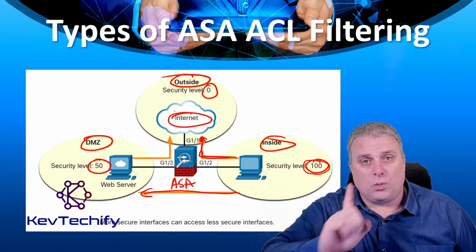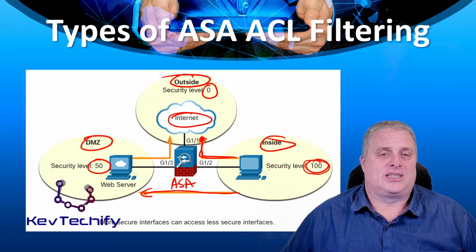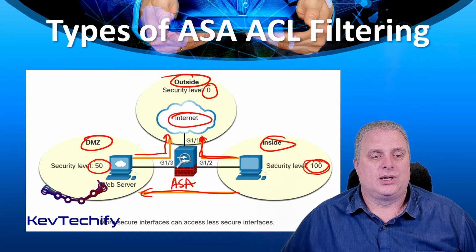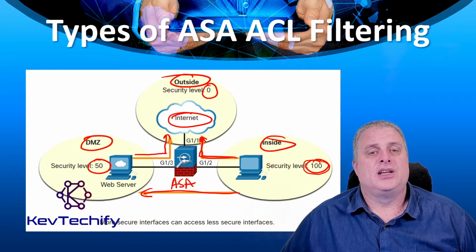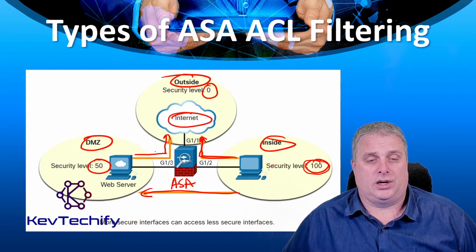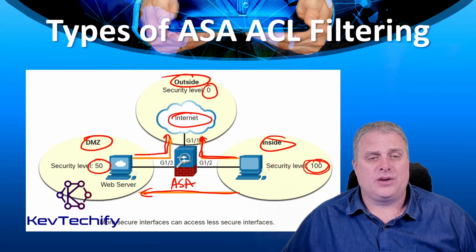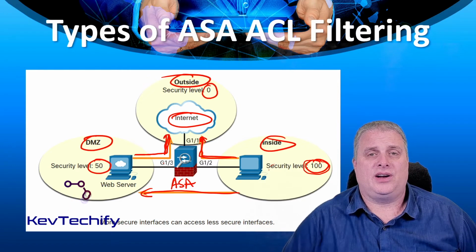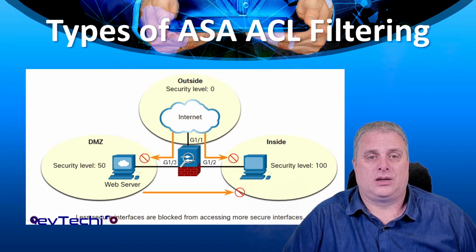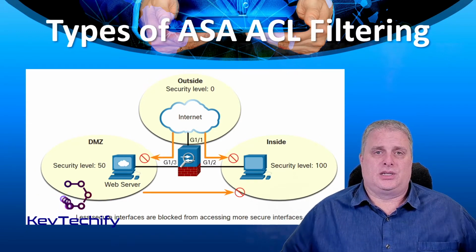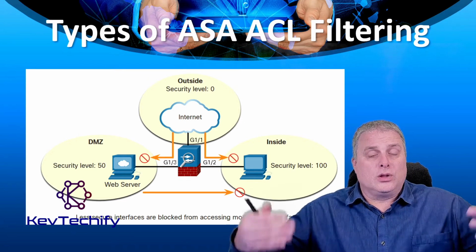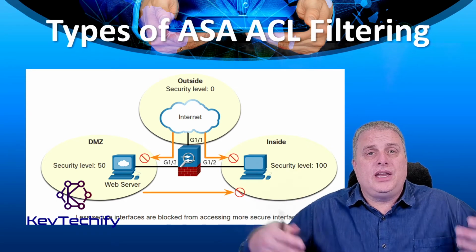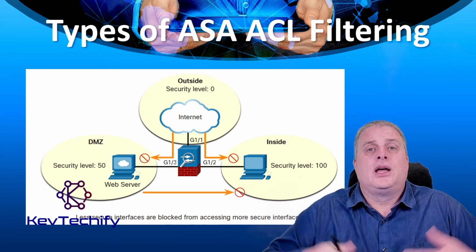There is also one more way we can access data, and that would be from the DMZ to the outside, going from security level 50 to security level 0. So 3 different ways by default data can get accessed through our ASA firewall. This also means that a lower level cannot access a higher level by default. You would need to have special access control lists configured.